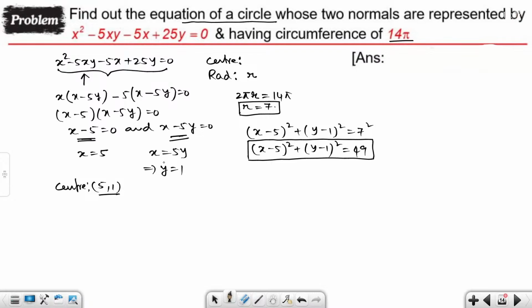So I have solved these two normals to get the center. And to find the radius, they have given us a second condition that its circumference is 14 pi. So from there, I got its radius. And right after getting its radius, I got its equation by using the center radius form. Is it clear? Okay, so the answer is this. Clear to all? Let's move to the next problem.